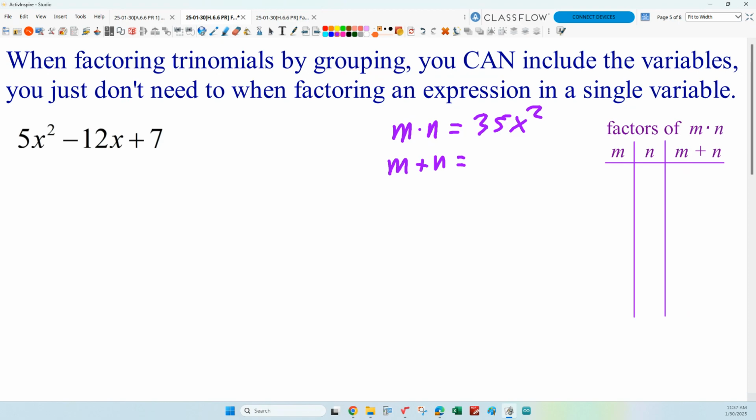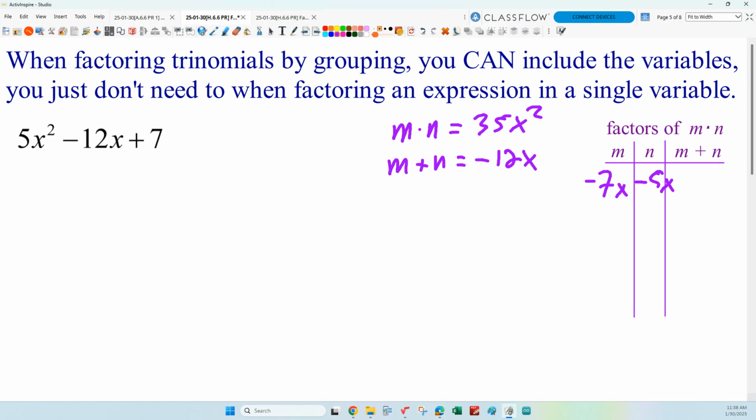Negative 12x. Now they add not just to the middle coefficient, but the middle term. So what would the signs be then of the terms? They'd both be negative, and I bet you guys can jump right to this. What two terms would multiply to positive 35x squared and add to negative 12x? Negative 7x and negative 5x.